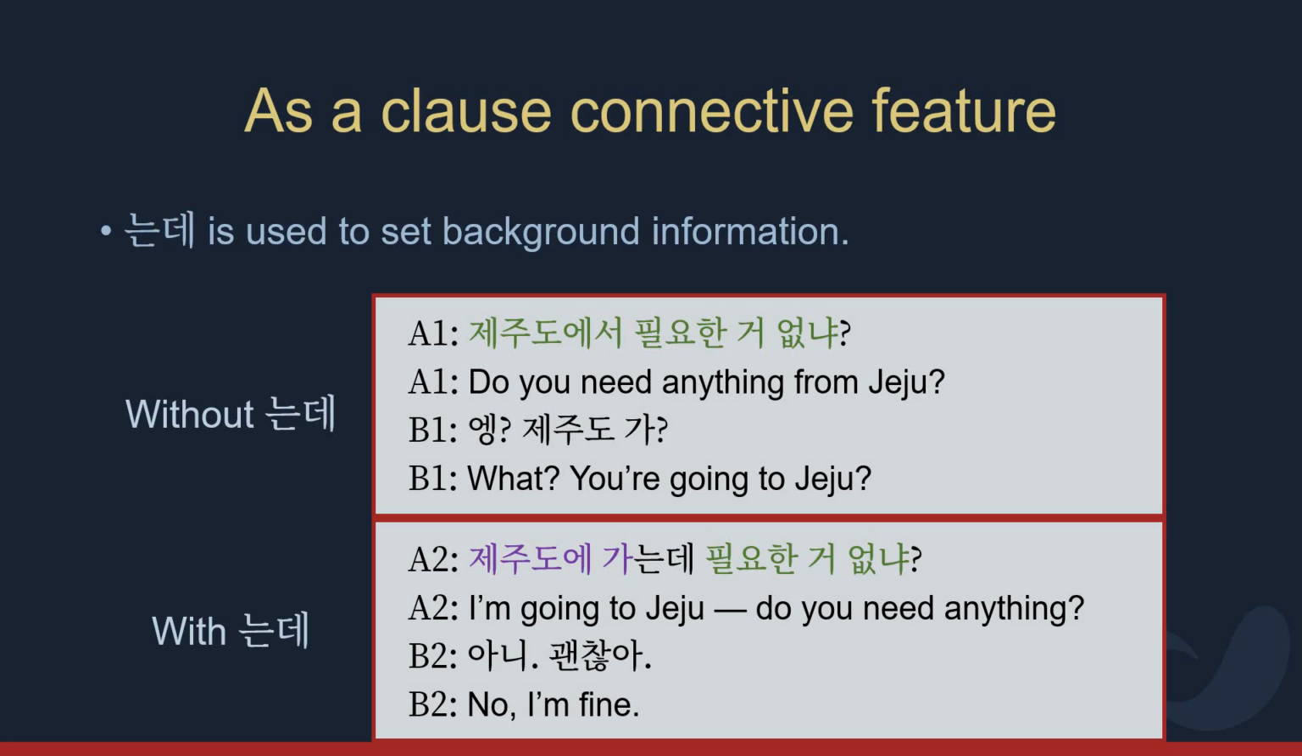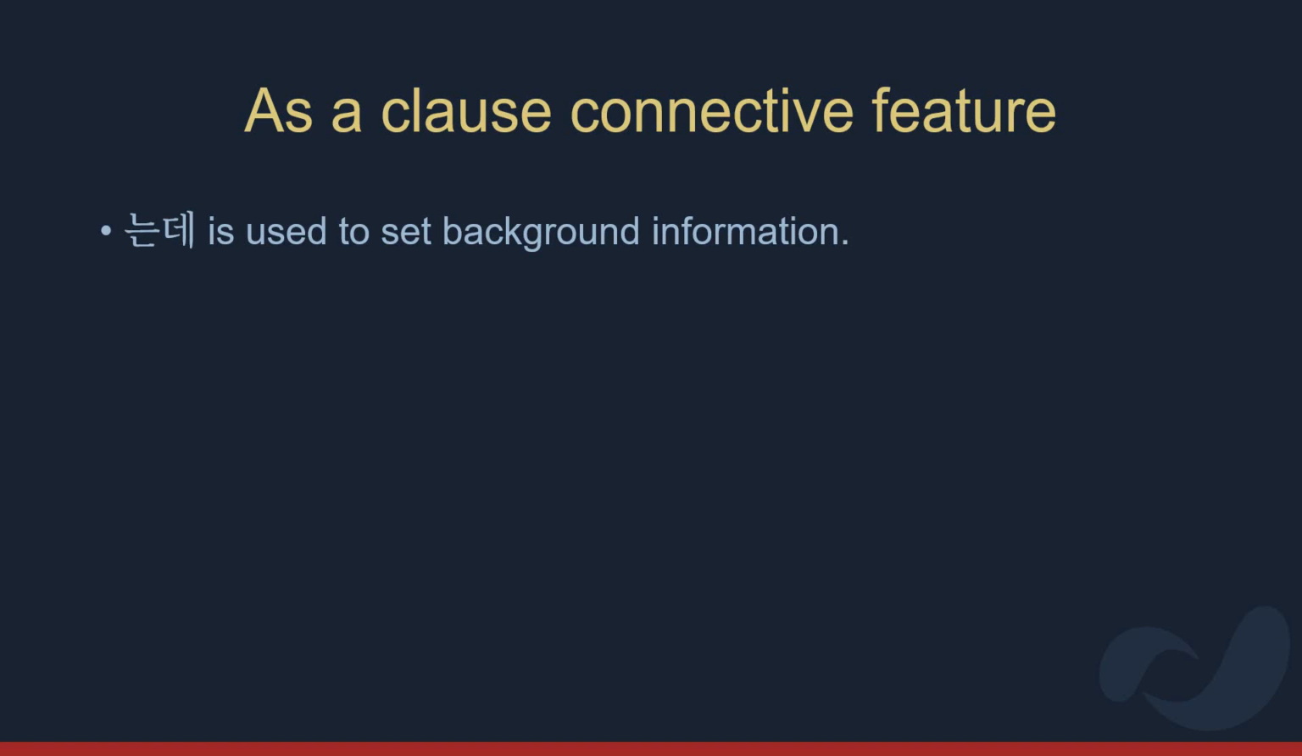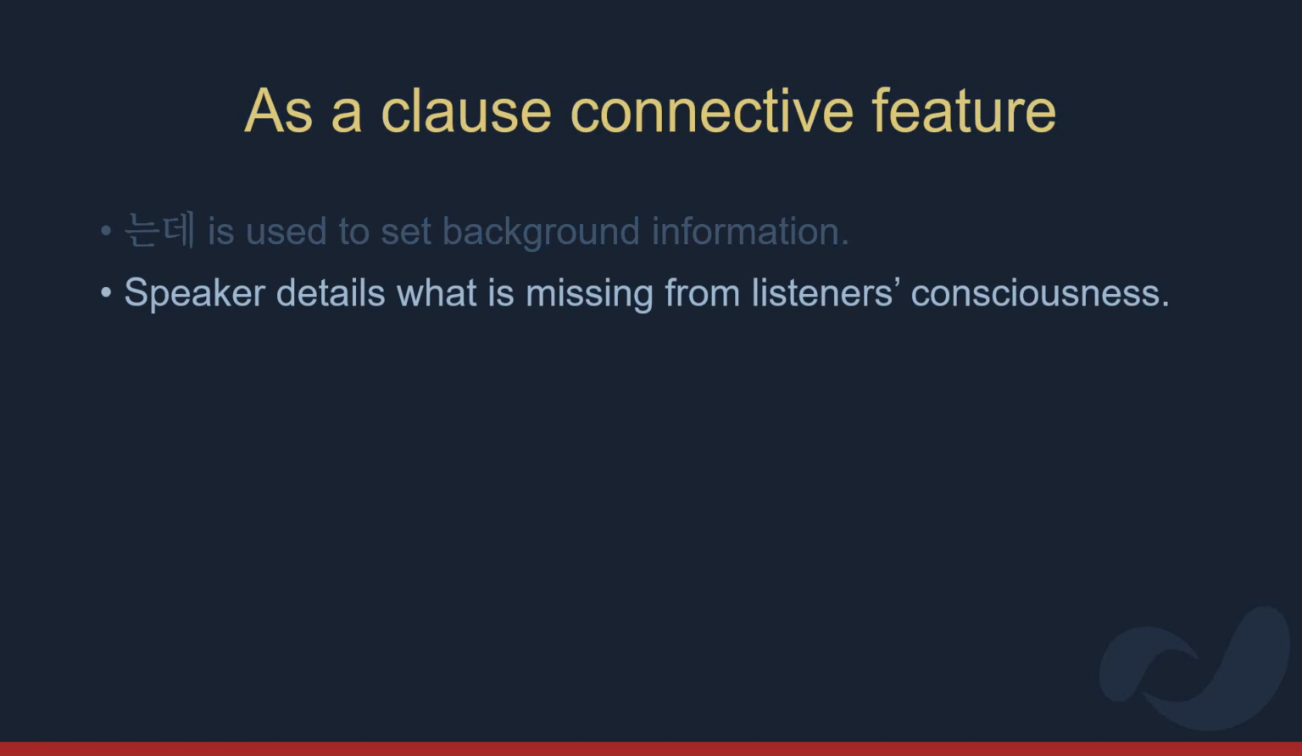Without the speaker giving an indication that they're going to Jeju, it can make the listener think, why are you asking me this? The clause connective Ninda works like this. The speaker provides background information to the listener, which they assume was not in the listener's consciousness at that moment. It enables the following speech to be more easily understood by setting a context.